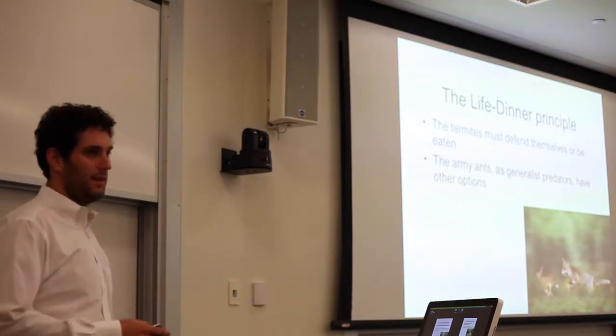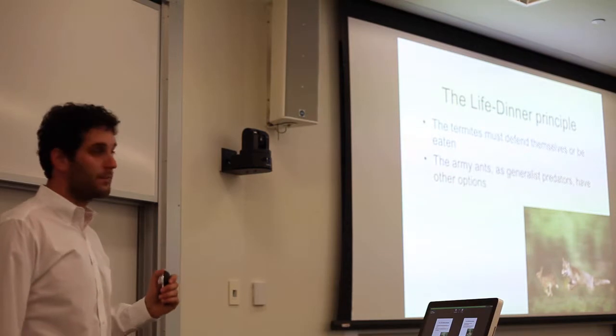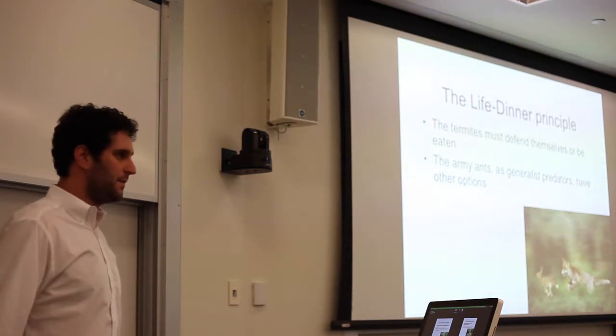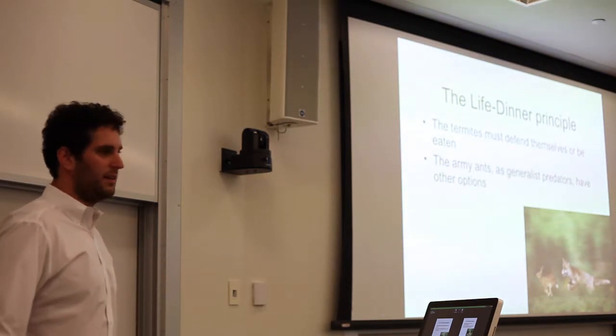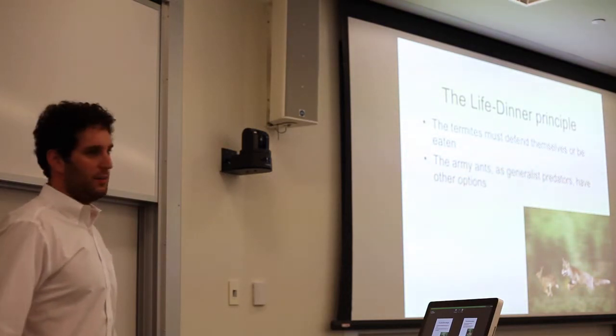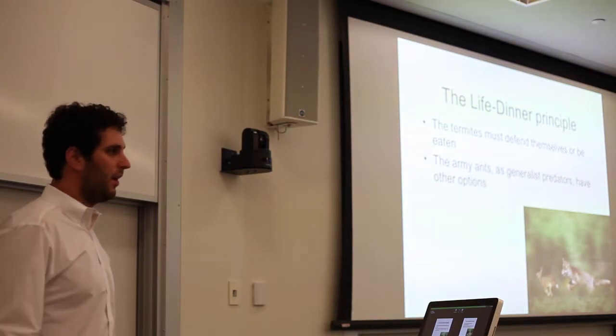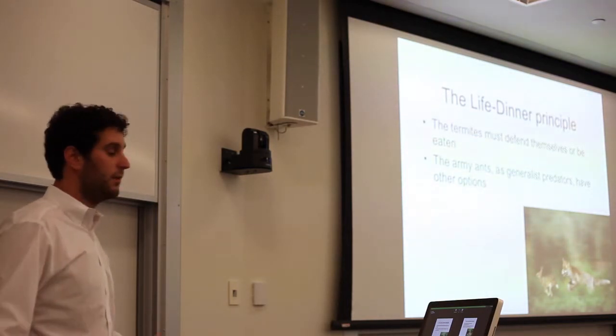Here we have the termites as the rabbit and the army ants as the fox. The termites have to defend themselves from predation or they're going to get eaten and they're going to die. The ants have other options. As I said, they eat pretty much everything. They'll eat scorpions, other ants. They could do without the termites.